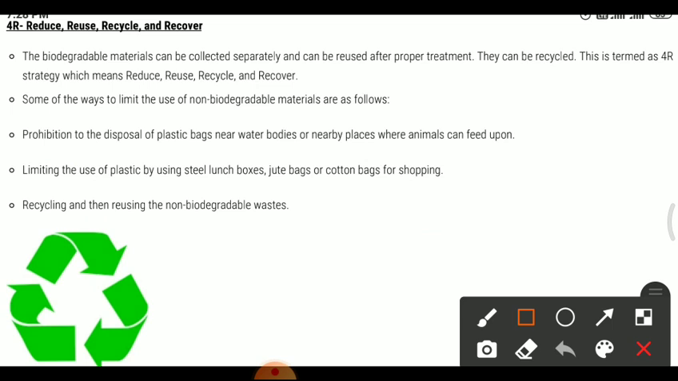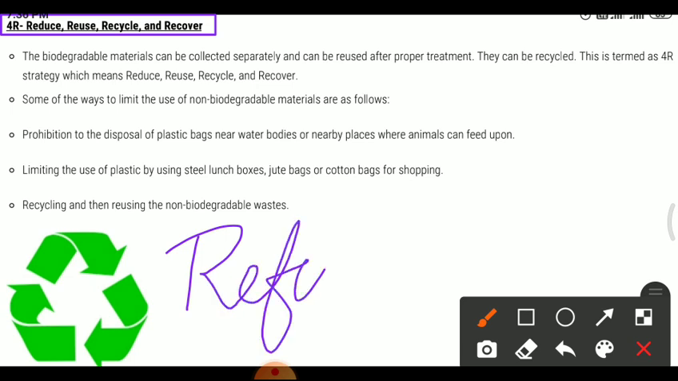Most of the thermoplastics can be recycled. Make a list of items that can be recycled. However, during recycling, certain coloring agents are added. This limits its uses, especially for storage of food. As a responsible citizen, remember the 4R principle: reduce, reuse, recycle, and recover. Here, one more R is also included nowadays, that is refuse.